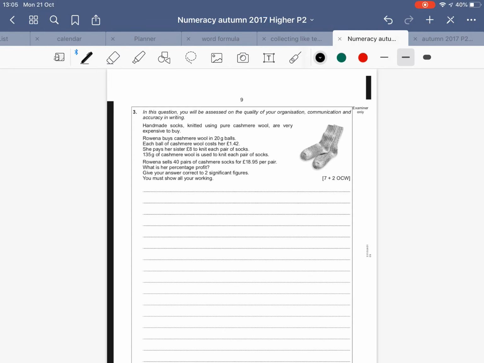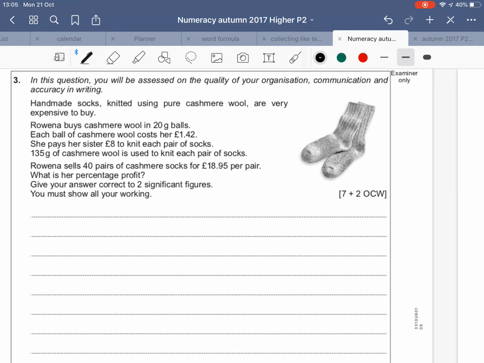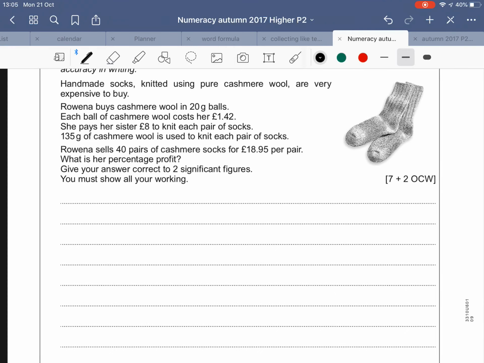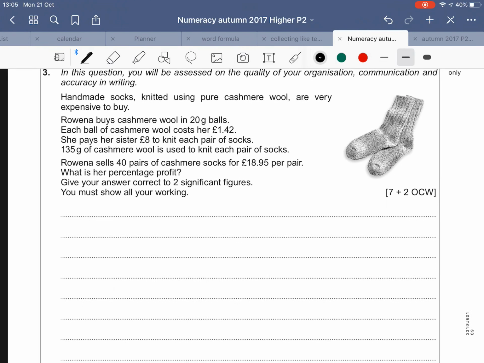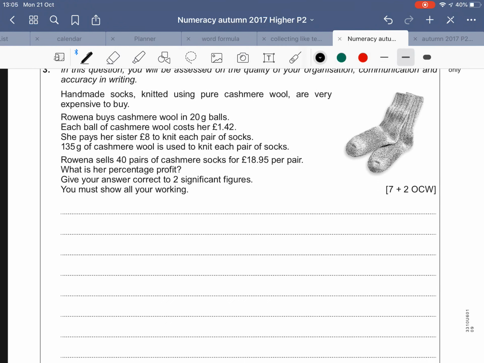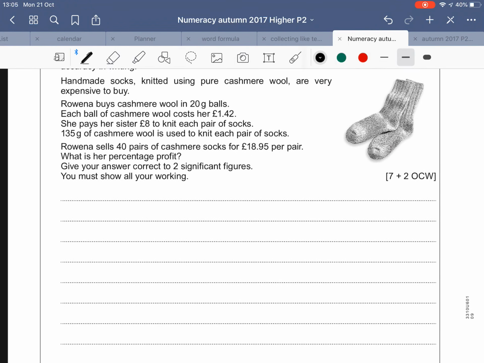Okay, question 3. We've got making socks. We've done this quite a few times. This is an OCW question. So she's knitting socks. Actually, her sister makes socks, I think. So she buys wool balls, and you can only buy them in 20 gram balls. Each wool ball costs her £1.42.